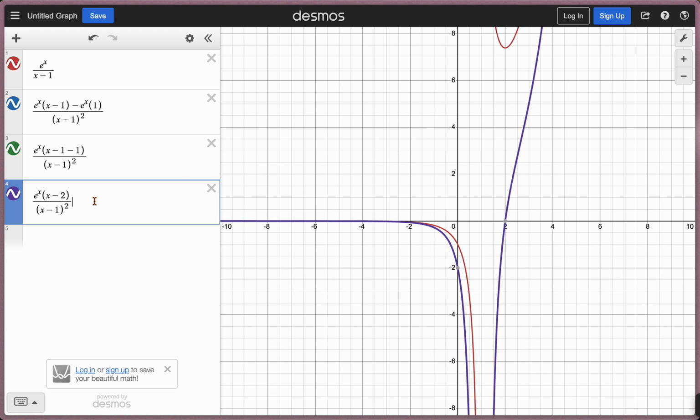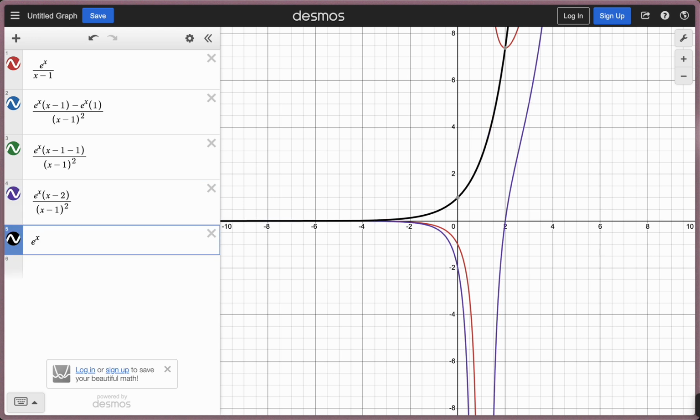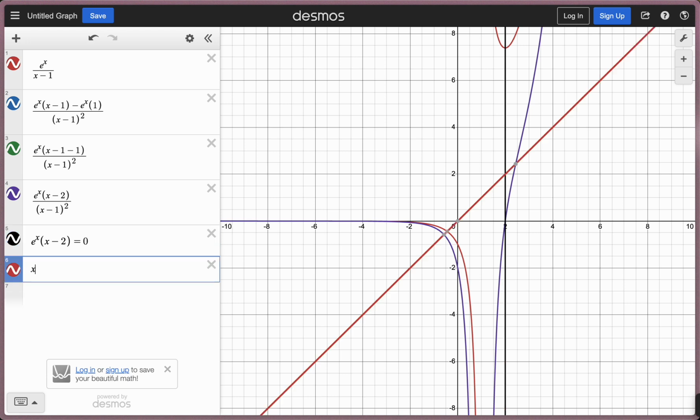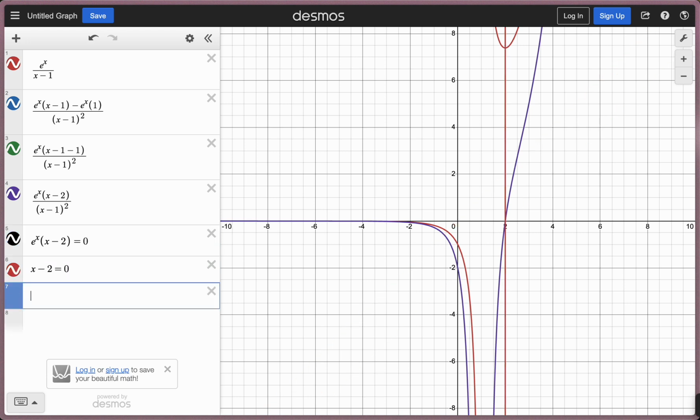The derivative is undefined when the denominator is 0, at x equals 1, which is not in the domain of h of x. So we set the numerator equal to 0 to find where the derivative is equal to 0. We set e to the power of x minus 2 equal to 0. Since e to the power of x is never 0, we just do x minus 2 equals 0, and then we get x equals 2.